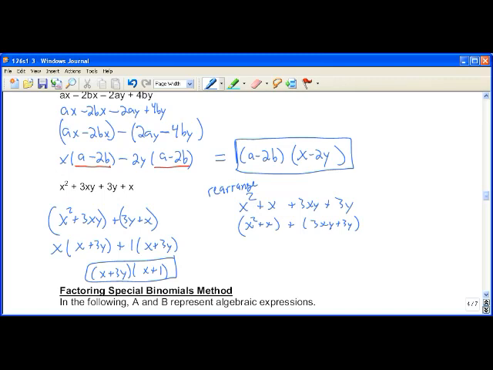What can you take out of the first pair? We have x squared plus x. X, so it's x plus 1. Out of the second pair, what can we take out? 3y. Good, 3y. Then we have x plus 1. So x plus 1 times x plus 3y. Get the same answer.